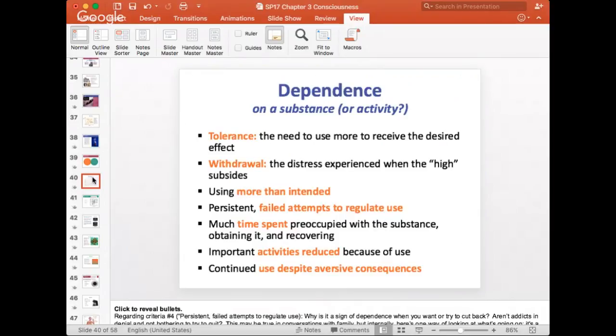I guess you could classify it as addiction. Keep in mind that you are just psychology students. You are not qualified to diagnose anybody with any kind of an addiction of any sort. These are just hallmarks of dependency. And I always liken this to substance dependencies, but you could also stretch this into activity dependency.